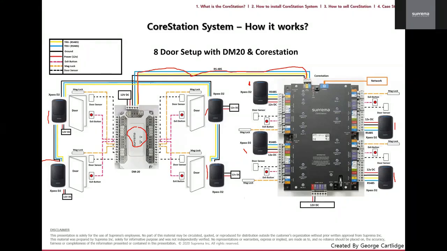And the only network connection between all these connections is just one port, one Ethernet port going from the CoreStation right here to your network. So any of these XPaths wouldn't need any network connection at all. So this shows you how flexible the CoreStation is and also cost efficient as well.